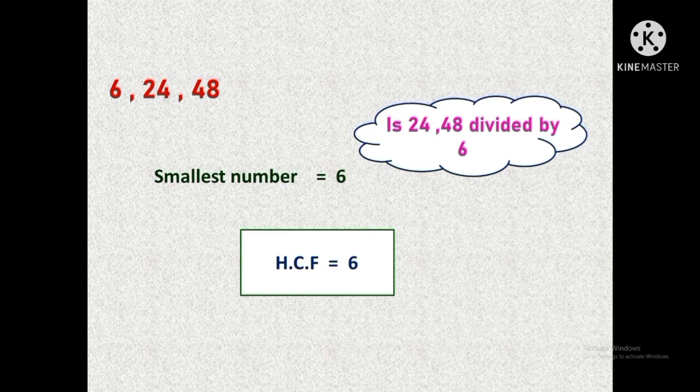So, the trick is very easy. What we have to do? We have to find the smallest number. Next, we have to find whether the smallest number divides the rest of the numbers. Let it be 2 numbers or 3 numbers, it doesn't matter. If the smallest number divides the rest of the numbers, the HCF is the smallest number only. Let us solve some more problems, then we will get a clear idea.